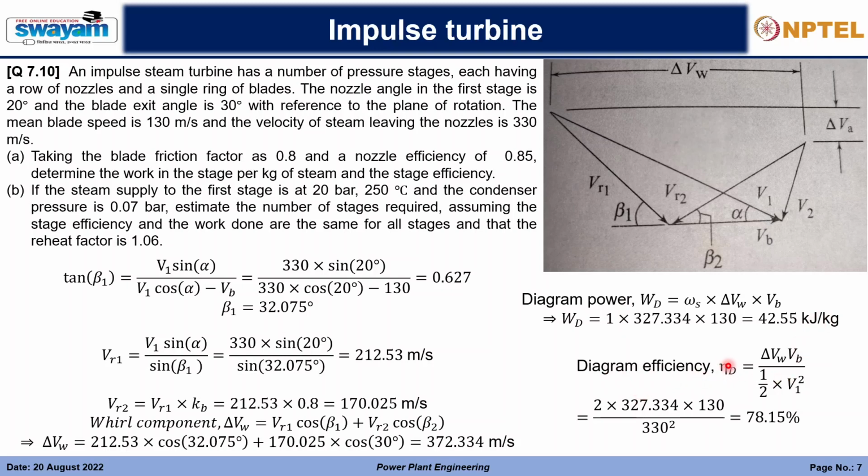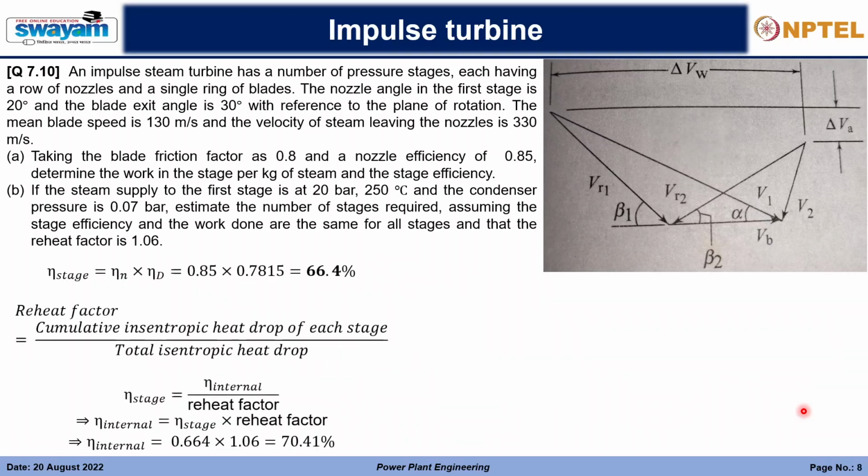Then the diagram efficiency would be the diagram power over the inlet kinetic energy. Ws is 1, and there would also be a Ws here, so these two cancel out. The ratio would be 78.15%. So that is the diagram efficiency.